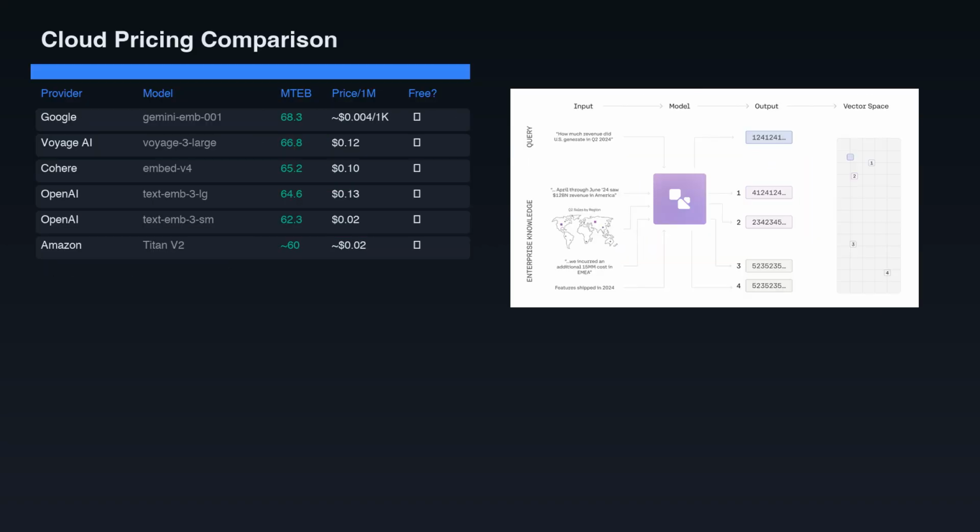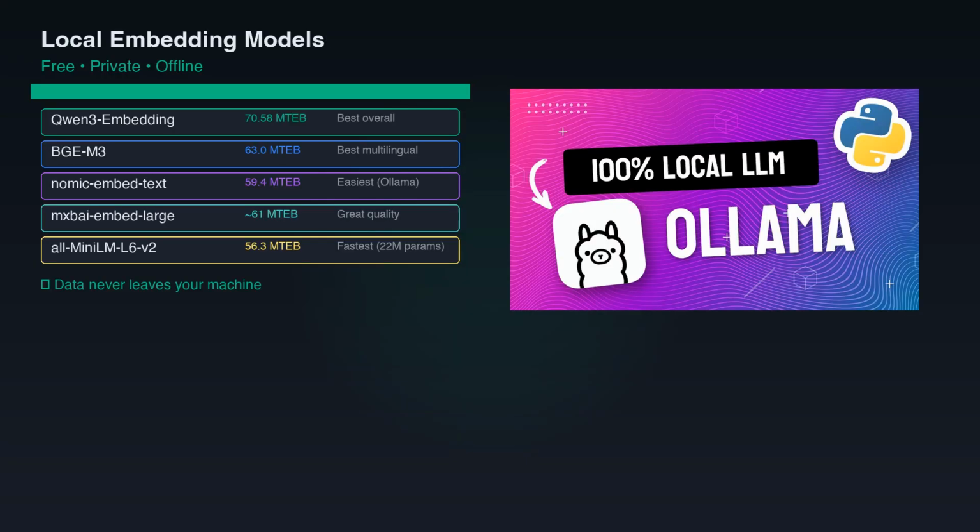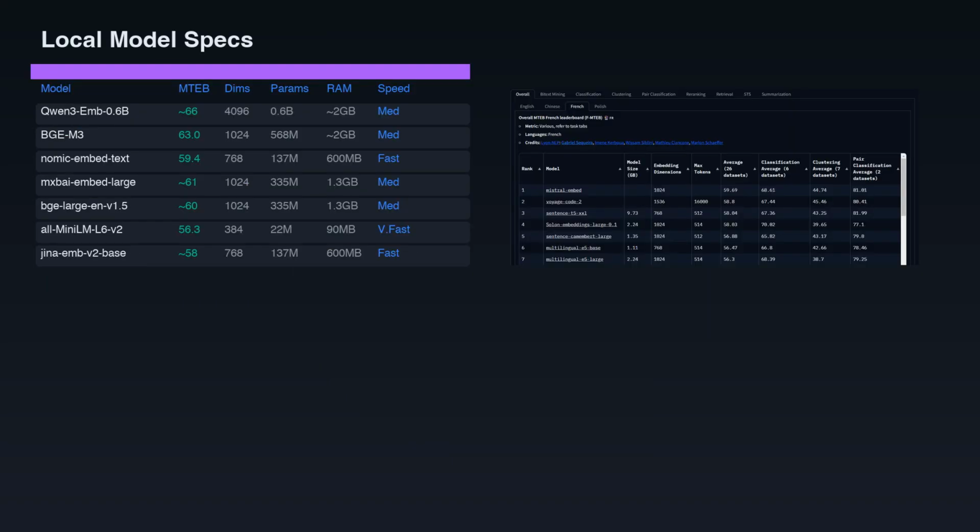On the cloud side, you have several options. OpenAI offers text-embedding-3-small at 2 cents per million tokens and text-embedding-3-large at 13 cents. Cohere's Embed v4 actually beats OpenAI on benchmarks with an MTEB score of 65.2. Voyage AI, recommended by Anthropic, scores 66.8, and Google's new Gemini embedding model currently leads the pack at 68.3 on MTEB.